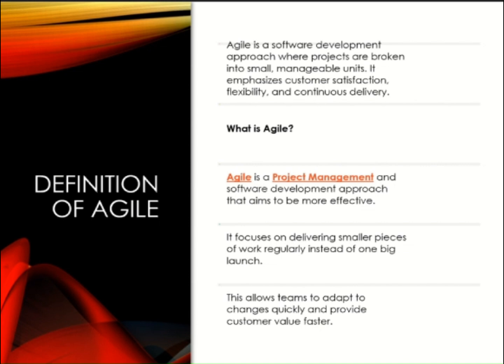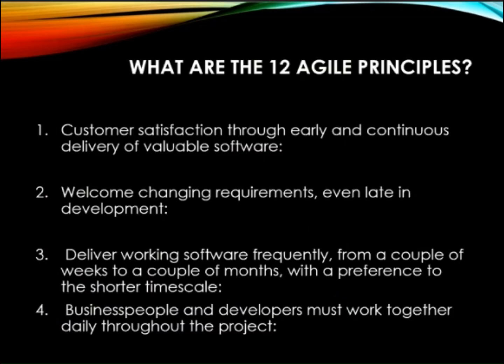Now I will explain our next topic. What are the 12 principles of agile, with examples. Our first is customer satisfaction is the highest priority. Simple: make the customer happy by delivering useful software early. I will give you one example. An e-commerce company releases a basic shopping app in 2 weeks instead of waiting 6 months for a full version.